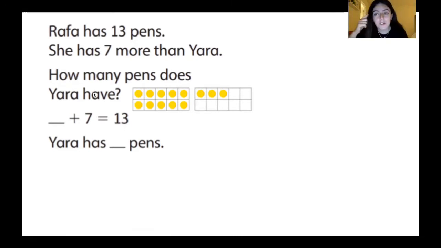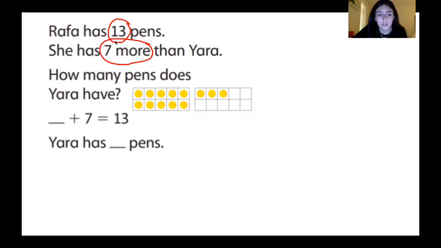So let's think first about our word problem and what it's telling us. We have to circle our important information. So we know that Rafa has 13 pens, so I'm going to circle 13. But she has 7 more than Yara. Now this is really important. We're going to circle the word more as well because it's telling us that she has 7 more. It's not that she has 7, it's that she has 7 more. So, how many pens does Yara have?